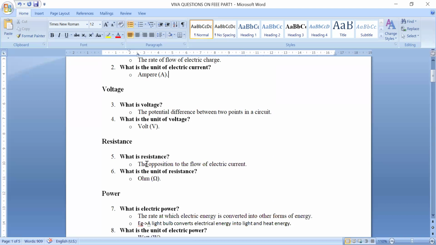On resistance, what is resistance? It is the opposition to the flow of electric current. So the unit of resistance is ohm, OHM, or the symbol is this.